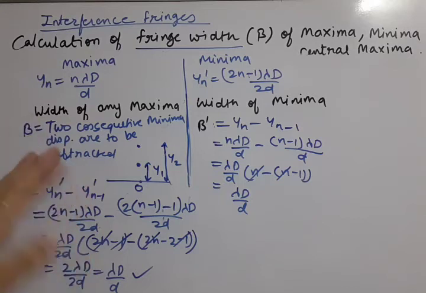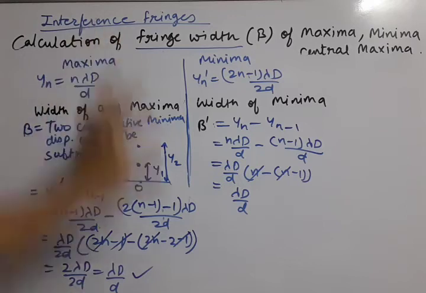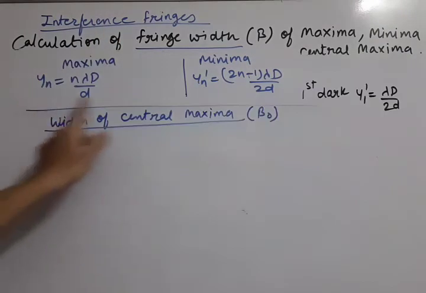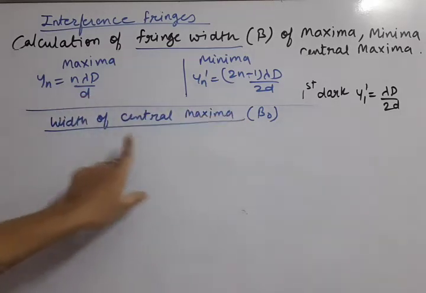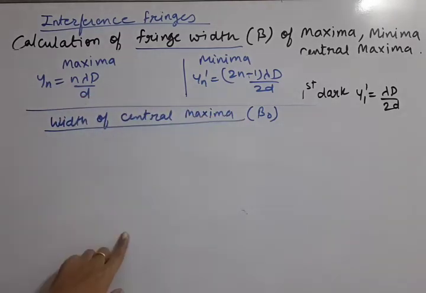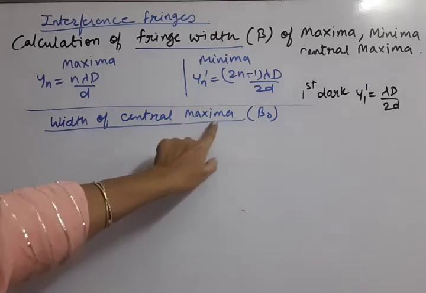Now we are going to calculate in the next sheet beta of central maxima. Note down. After the calculation of betas of maxima and minima, you can close the table. Now these are common calculations. Okay, so width of central maxima.